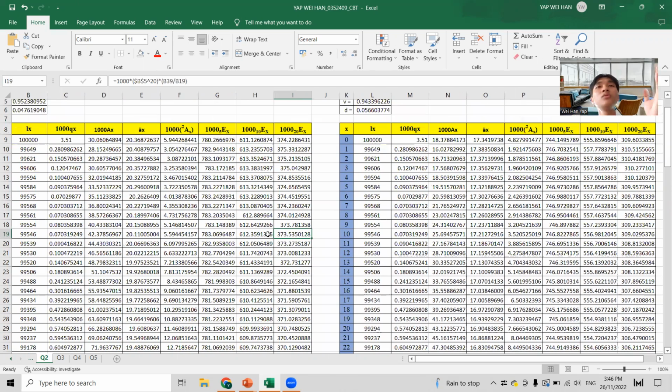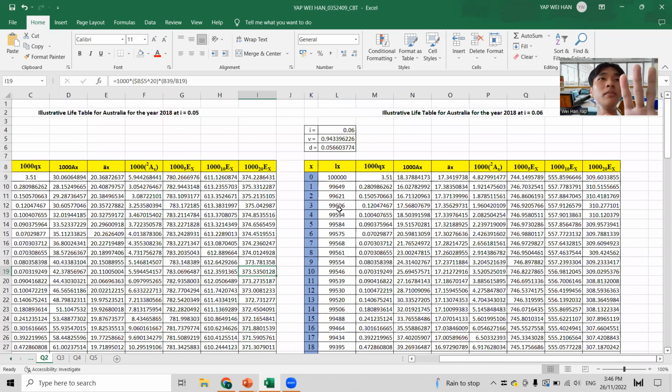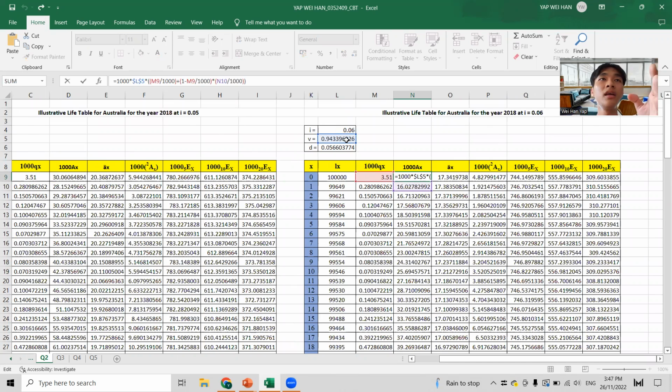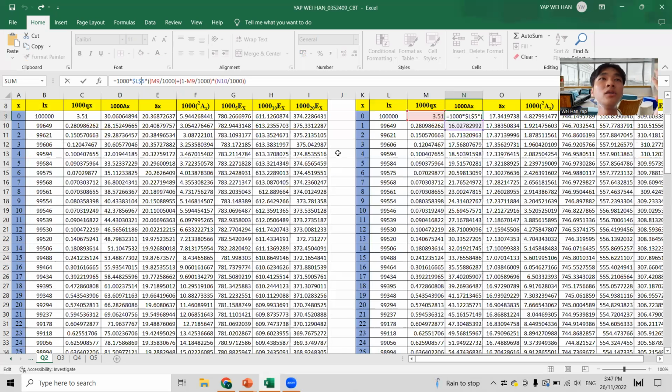I'm going to proceed now to doing the 0.06 interest rate. Everything is pretty much the same. It's just the way of calculating. Let's say for this case, I'm using v from 0.06 instead of 0.05. So basically that's it. Thank you guys.